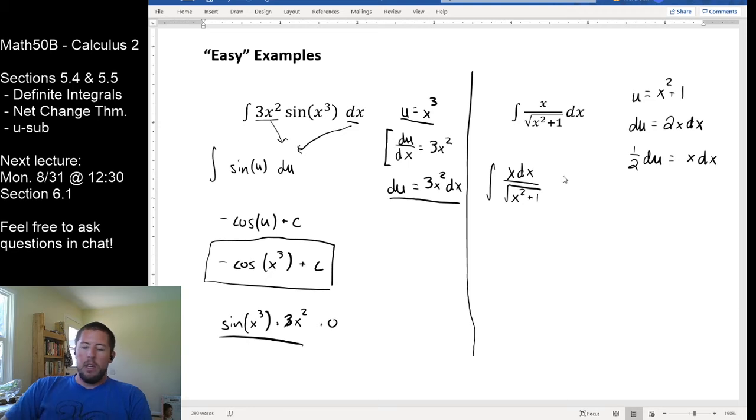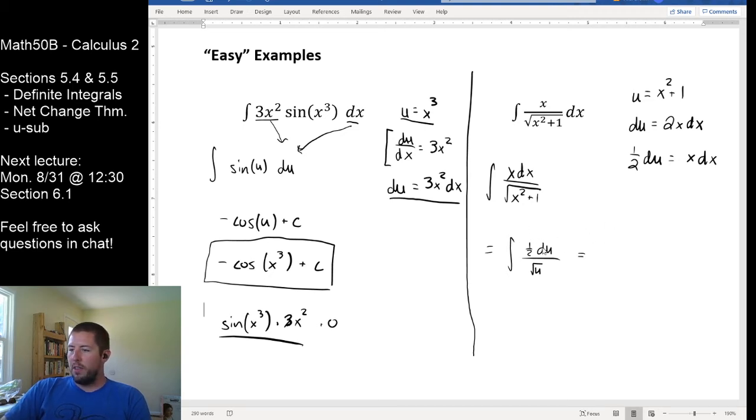But there's nothing wrong with this phrasing right here. So the good thing that I can see now is it looks like I can rewrite this integral as x dx is going to get swapped out for 1/2 du. And the square root of x squared plus 1 is just going to be the square root of u. So that's all correct. None of those three parts I would ever write like that, though.